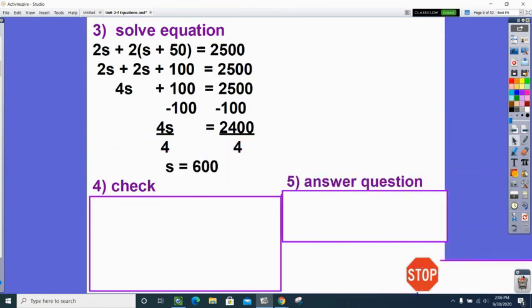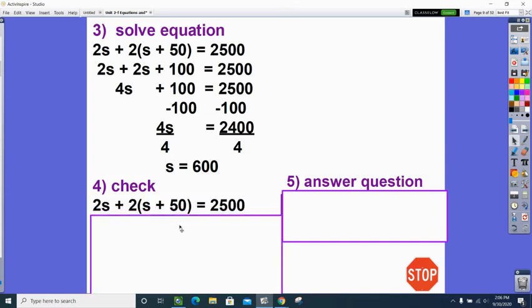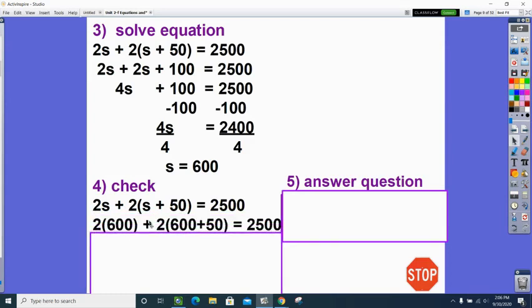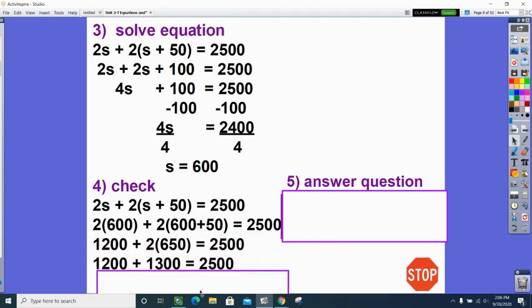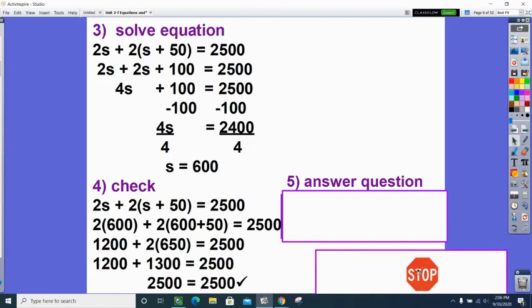Now, we're not worried about the question yet. We're going to check it to make sure we don't have a mistake. No sense answering the question if we goofed it up, so let's check it first. So we're going to put a 600 into both S spots. We're going to add, no distributive property, we're going to add and then multiply, and then sure enough, we have a good result. So let's answer the question.